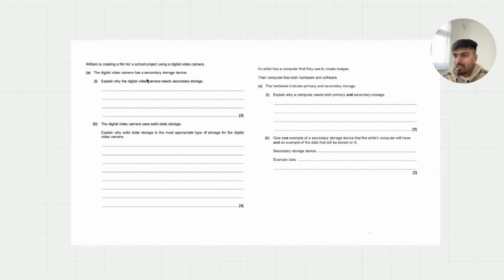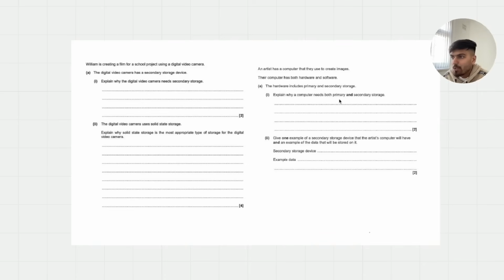Now let's move on to some examples. Explain why a digital video camera needs secondary storage. What's the point of secondary storage? Well, it's to store files that need to be accessed when the camera is off. Explain why SSD is the most appropriate. Here you would say that hard drives have moving parts, making them less portable, and SSDs don't have any moving parts, so they're more portable. We can also say that it has a larger capacity. Videos need large capacity, so SSDs have enough storage, and they have fast read and write speeds.